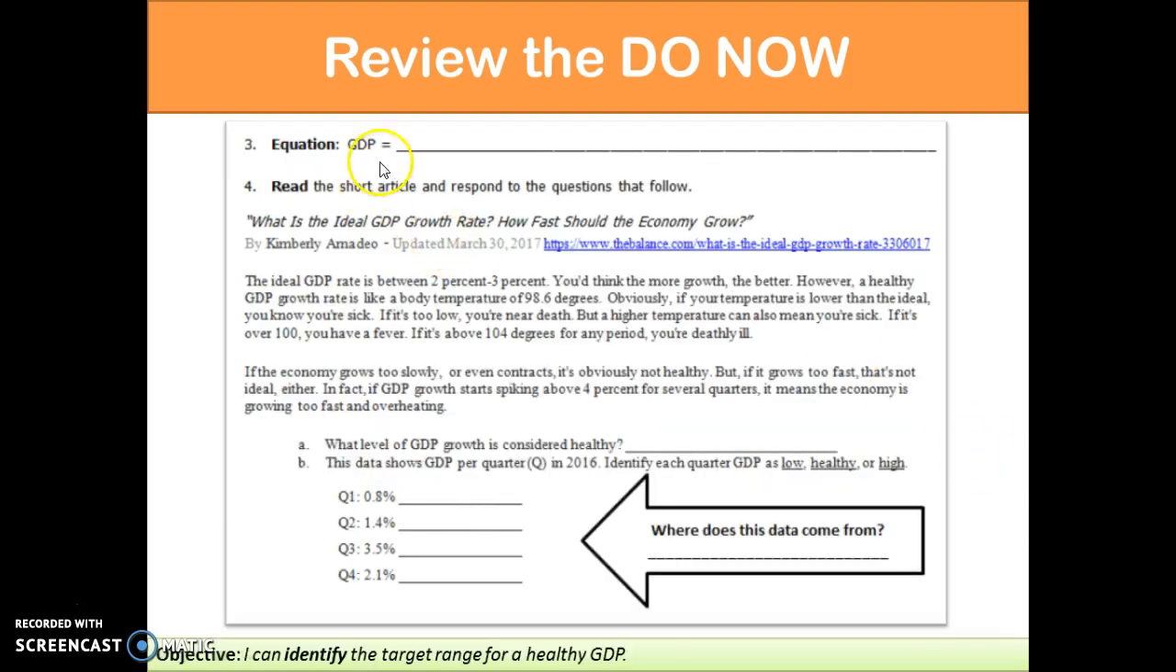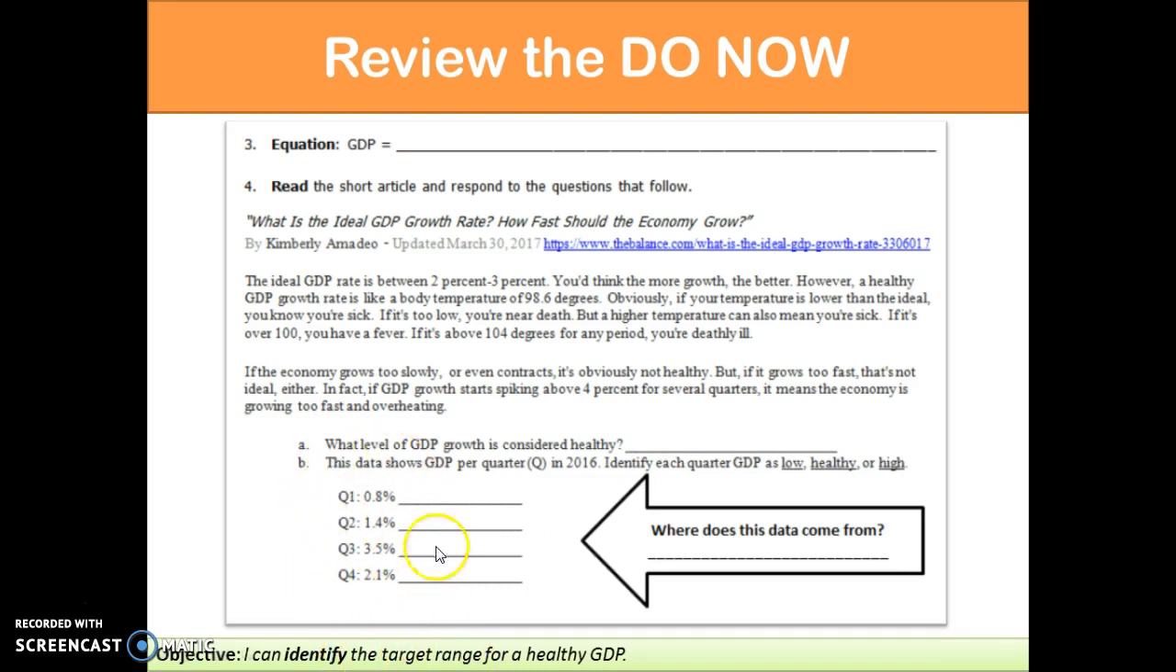The bottom part of your do now, you wrote the equation up here. It's going to be C plus I plus G plus NX, which is net exports. And then after reading this article, you should be able to answer that the level of GDP growth that's considered healthy is 2 to 3%. And so that ties in with our learning objective, identifying the target range for a healthy GDP.